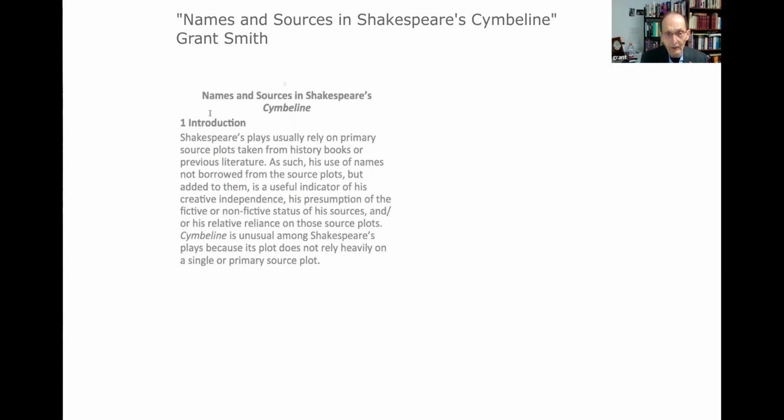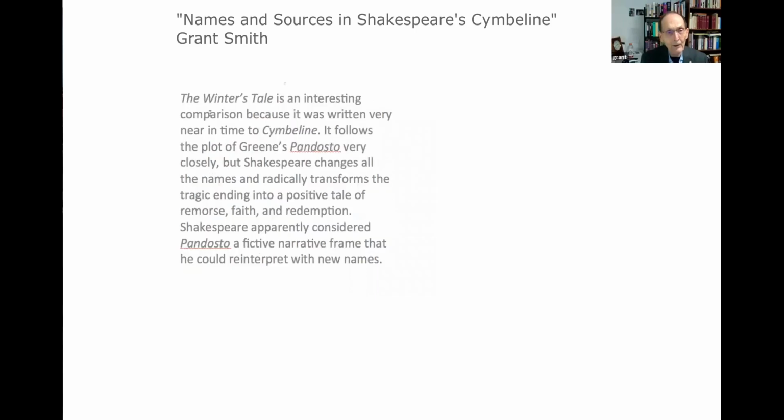Cymbeline is unusual among Shakespeare's plays because its plot does not rely heavily on a single or primary plot source. The Winter's Tale is an interesting comparison because it was written very near in time to Cymbeline. It follows the plot of Greene's Pandosto very closely, but Shakespeare changes all the names, radically transforms the tragic ending into a positive tale of remorse, faith, and redemption. Shakespeare apparently considered Pandosto a fictive narrative frame that he could reinterpret with new names.